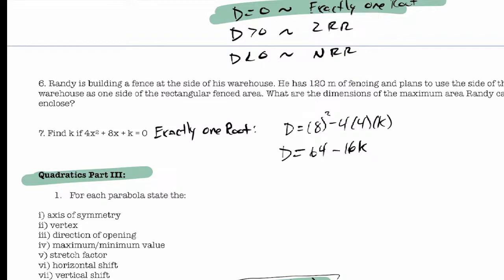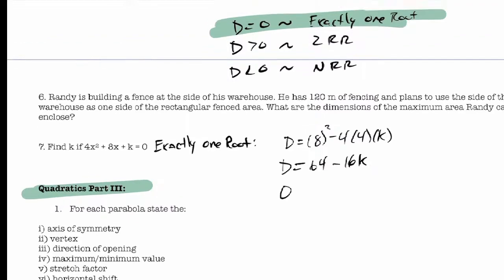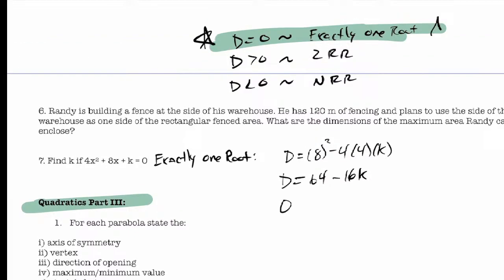Since Jasmine was asking this, you're going to set the discriminant equal to 0 because I changed it. I had a different phrase in the other question, but I think it's a little bit too difficult. Let's just keep it at exactly one root for the exam. So you set the discriminant equal to 0, and you solve for k here.